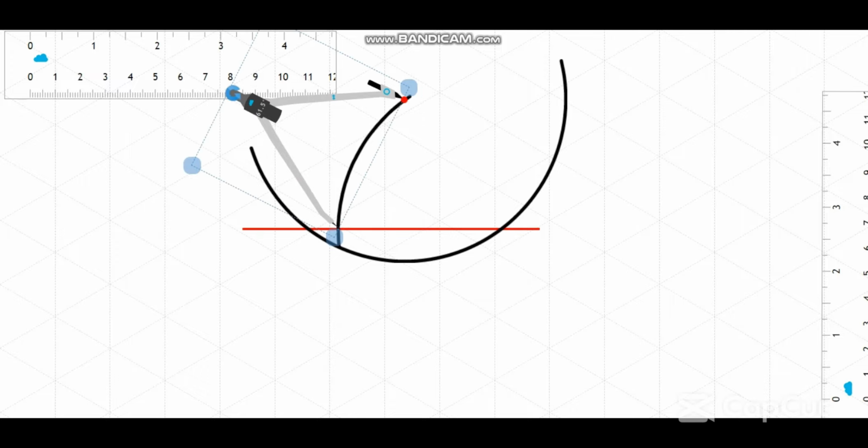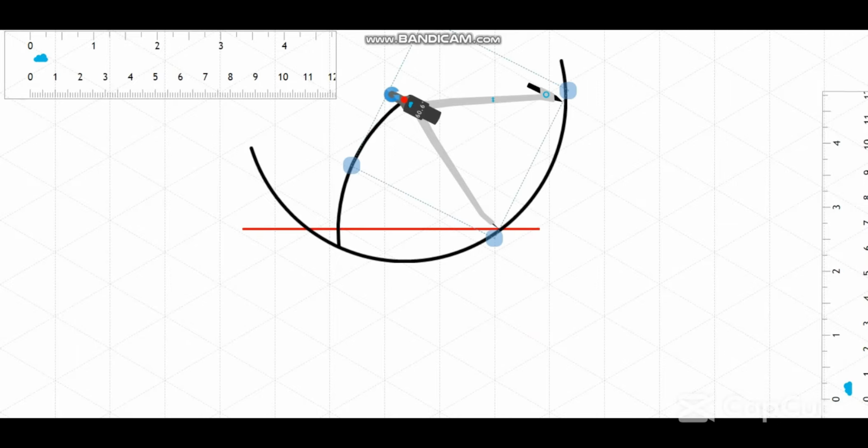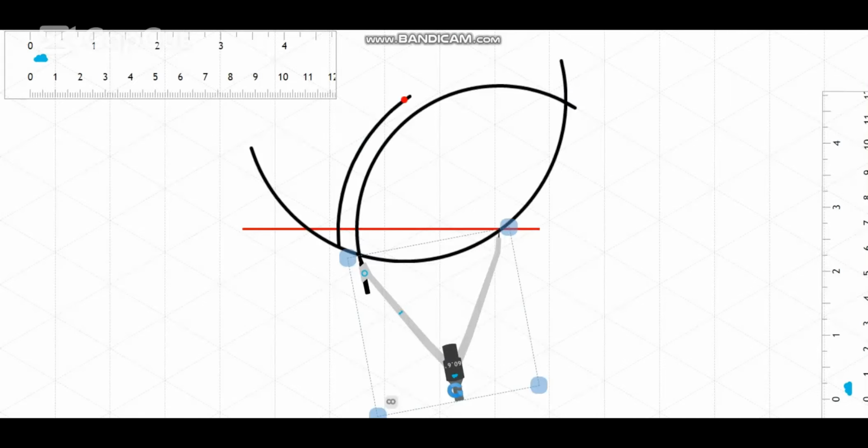Measure the distance of both points. Using the previously chosen point, create an arc that passes through the first arc. Connect the intersection and the original point to create the parallel line.